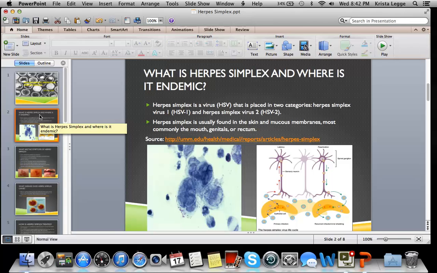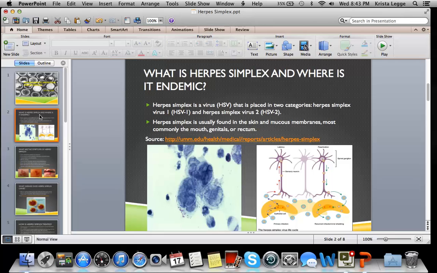Herpes simplex is a virus, also known as HSV, that is placed into two categories, herpes simplex virus 1 and herpes simplex virus 2. HSV1 is also called oral herpes and is spread through the saliva and most commonly found in or on the mouth and lips. HSV2 is genital herpes and it is spread sexually, but it is now known that HSV1 or HSV2 can be genital herpes, not just one or the other.